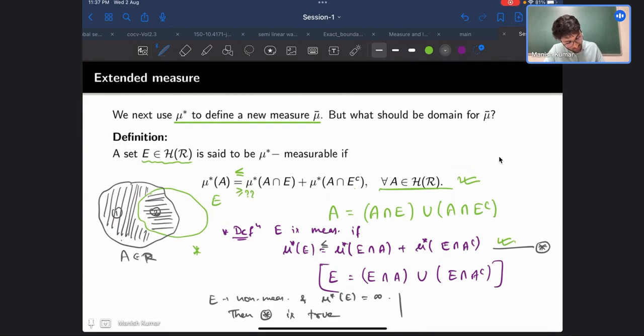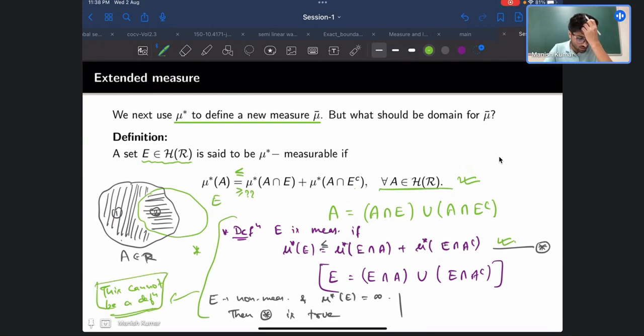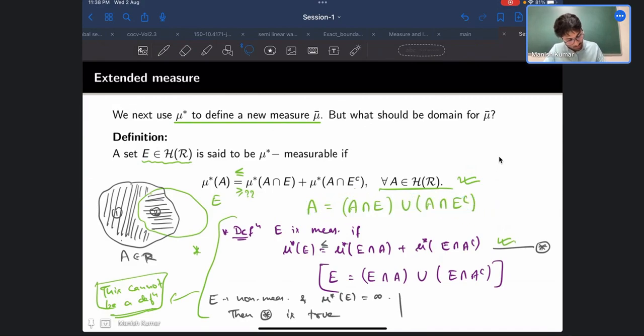So how can it define E to be measurable, right? So this definition is wrong. This cannot be a definition. Moreover, you can try with some other definition as well.